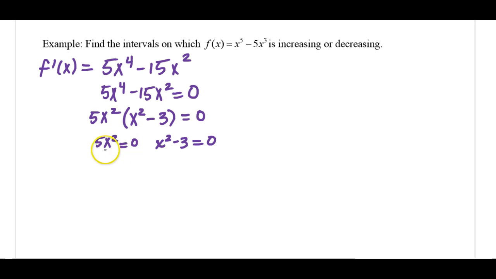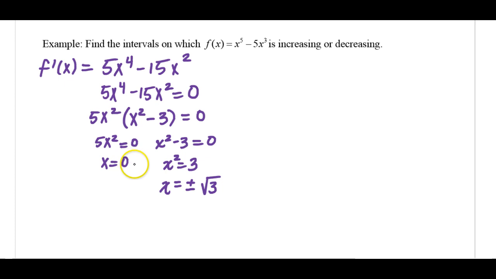So if I divide by 5, take the square root of both sides, this left equation is going to leave me with just x equals 0. This right one, I'm going to get x squared equals 3, so x equals plus or minus the square root of 3. So there are 3 places where the derivative is 0. So what we just found was 3 x-intercepts on the graph of the derivative.